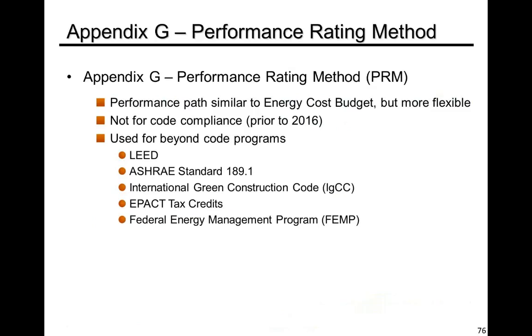In addition to the energy cost budget performance path, there's a second performance path in Standard 90.1. That's Appendix G, the performance rating method. It's very similar to the energy cost budget, but it's more flexible. It also uses simulation to demonstrate that a proposed building design uses less energy than a baseline building design.